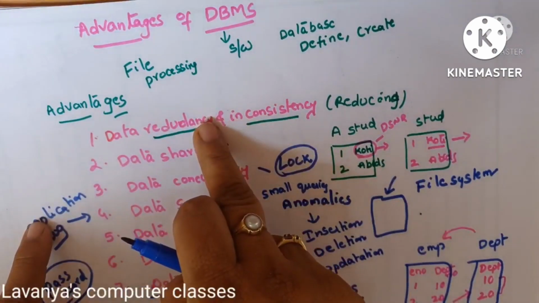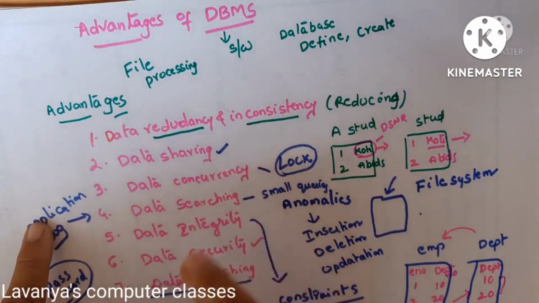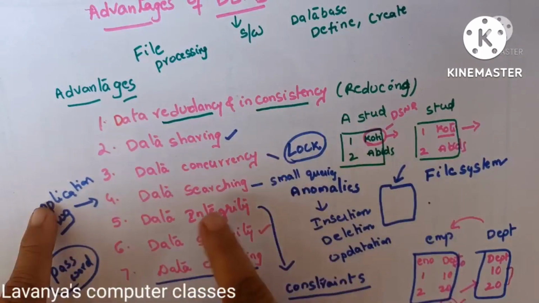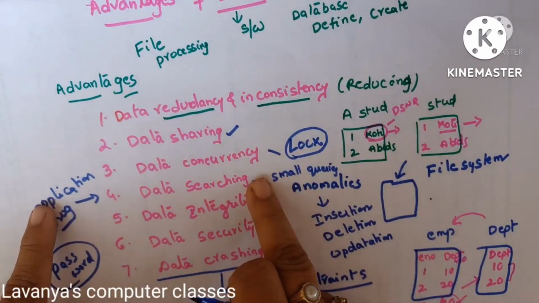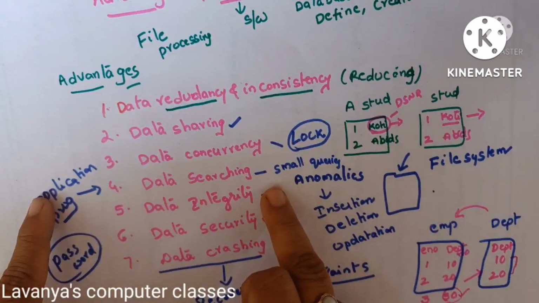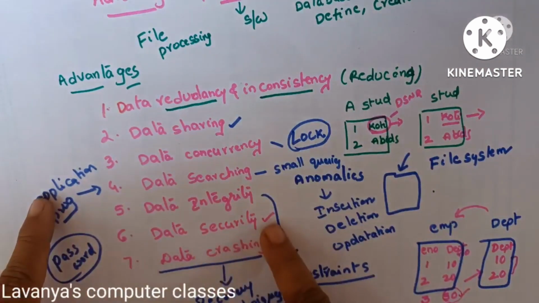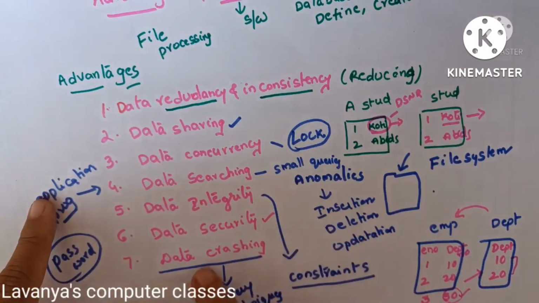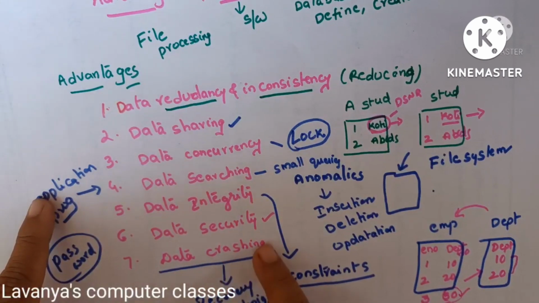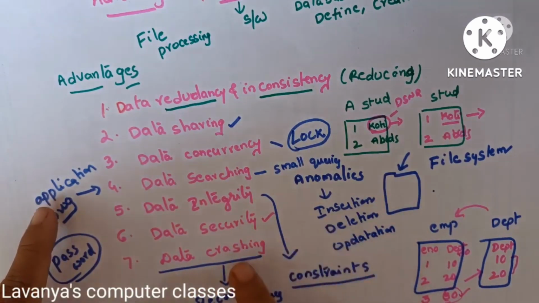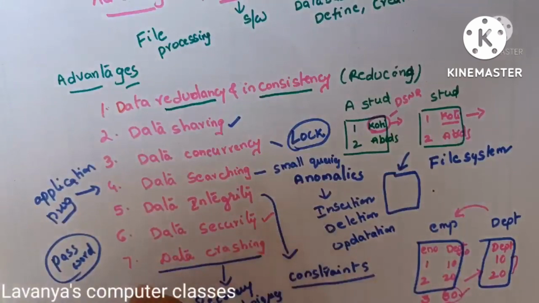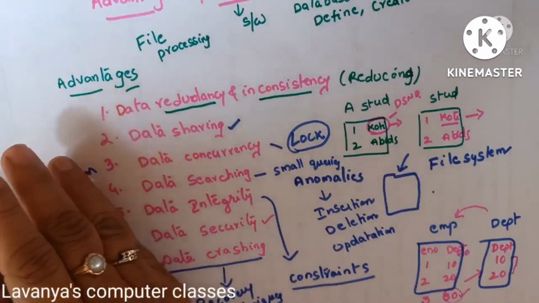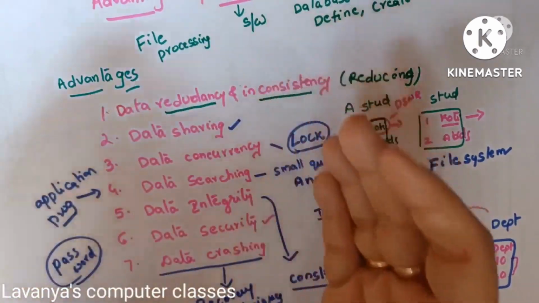Data redundancy is more, there is no data sharing, concurrency problems are more, searching is difficult and takes more time, integrity is not maintained that much, data security is less, and if any data crashing happens, more loss will occur. So these all are the disadvantages of the file processing system and advantages of DBMS.